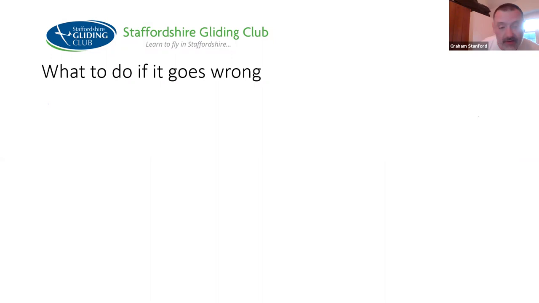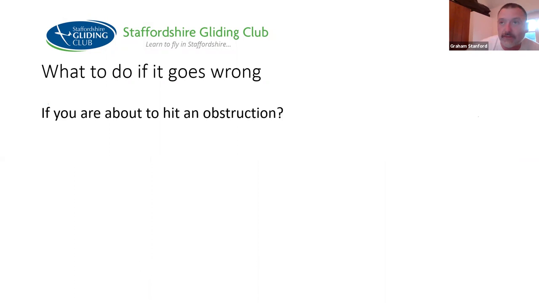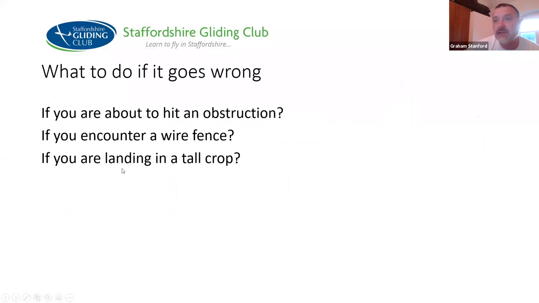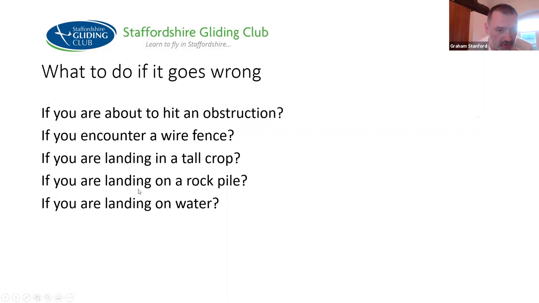If you're about to hit an obstruction, if you encounter a wire fence, they don't do very well against wire fences, and neither will you, because they're only plastic. If you're landing in a tall crop, on top of a rock pile, or on water. If you're about to hit an obstruction and you can do nothing else about it, put your wing down and ground loop your glider. Unless it's too fast, you're very unlikely to hurt yourself. You break the glider, but at least you'll have solved that problem.